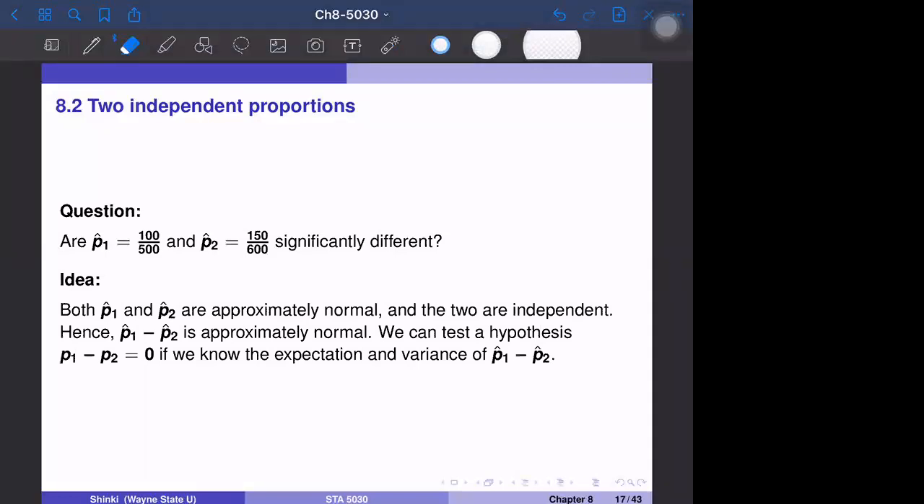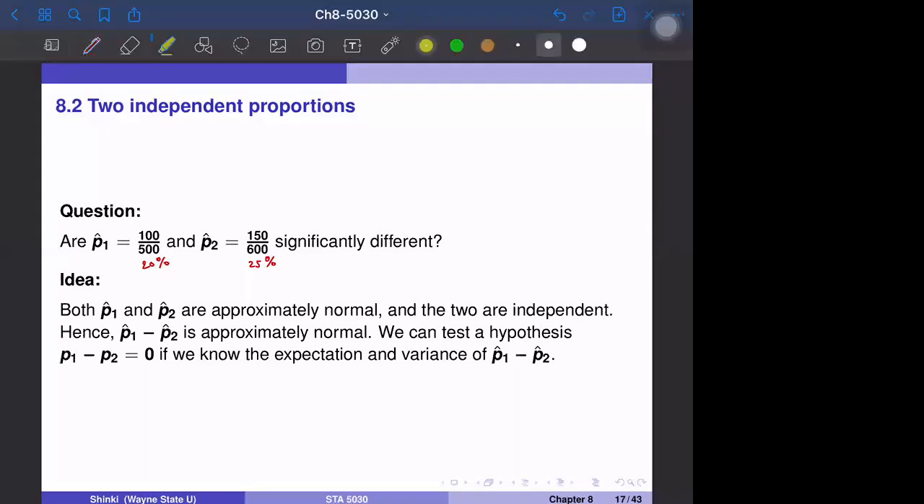Hi, this is 8.2, the two independent proportions. So question: are p1 hat, 100 over 500, and p2 hat, 150 over 600, significantly different? So p1 hat is 20% and p2 hat is 25%. So certainly different, but it can happen by chance because we do not have a very large sample. So we want to see if this is significantly different or not.